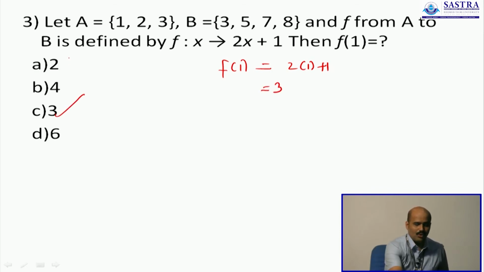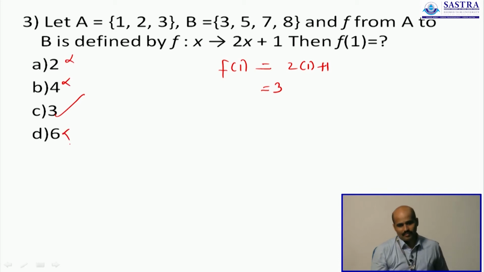4 and 6 cannot be because they are not part of the set B and therefore they can't be right. Option C is the only option which makes sense.